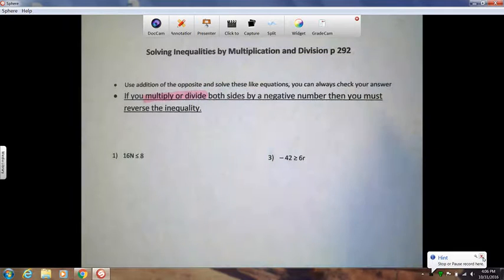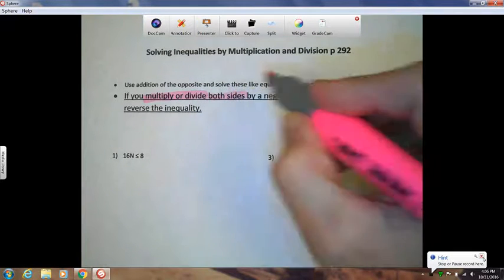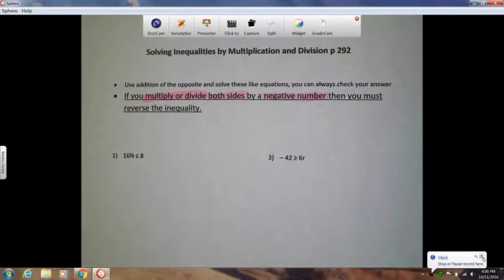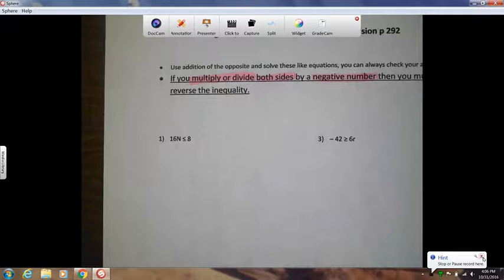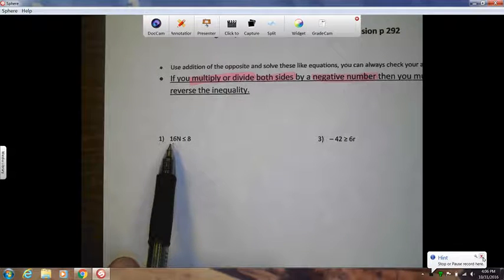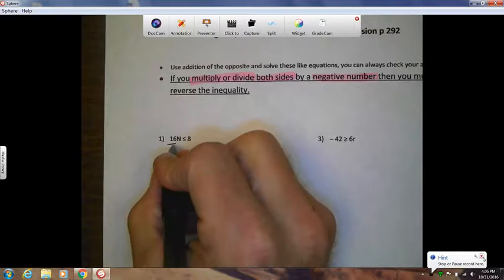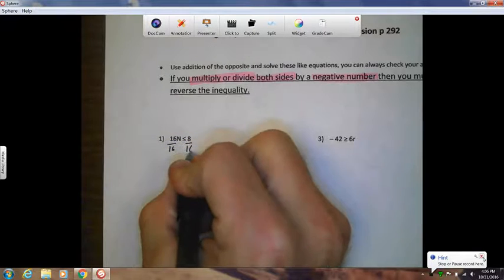and it has to be both sides by a negative number. So all those things have to take place. Let's look at number 1. So I have 16 multiplied by n is less than or equal to 8. So to solve, I divide both sides by 16.